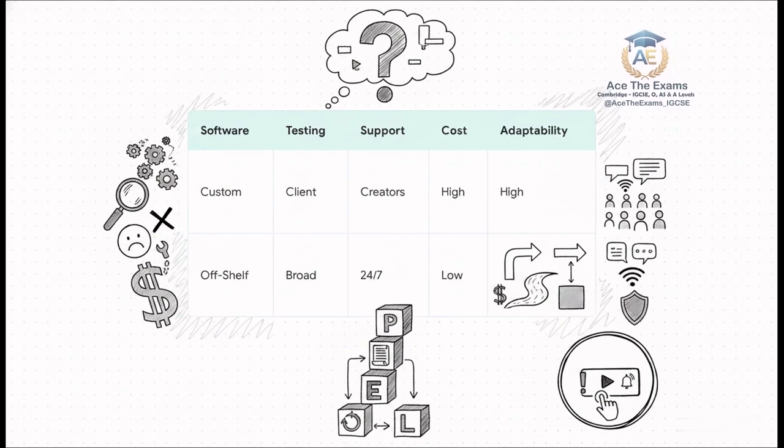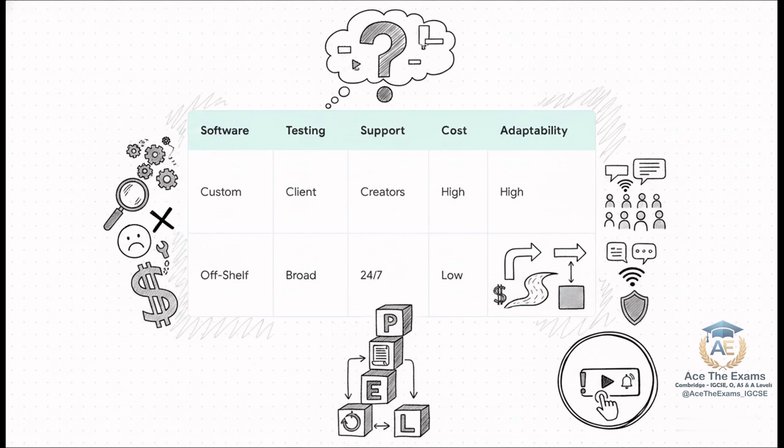If they go out of business, you are completely stranded. Cost is pretty obvious. You're looking at shared development costs across a massive user base versus bearing the entire financial burden yourself. And adaptability, while custom is tailored to your exact quirky workflow, while off-the-shelf basically forces you to adapt your entire business workflow to match the software.